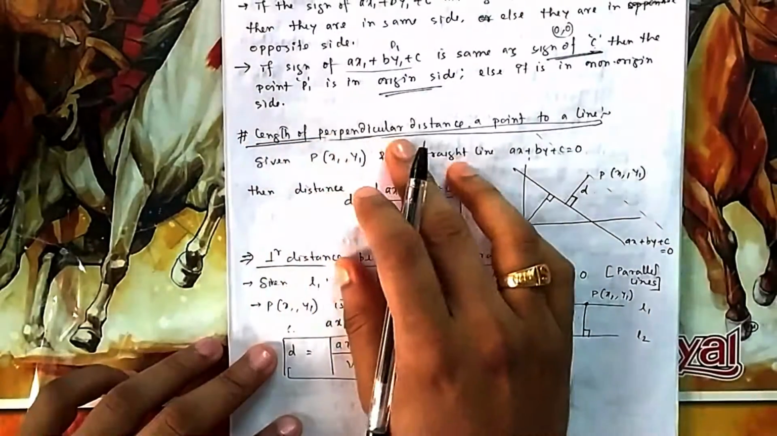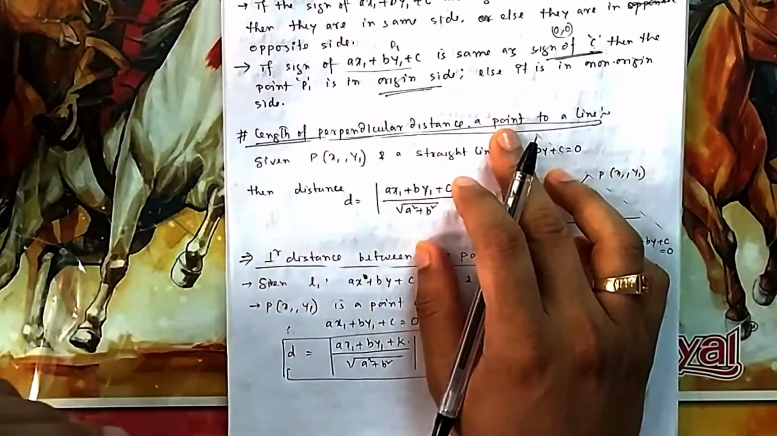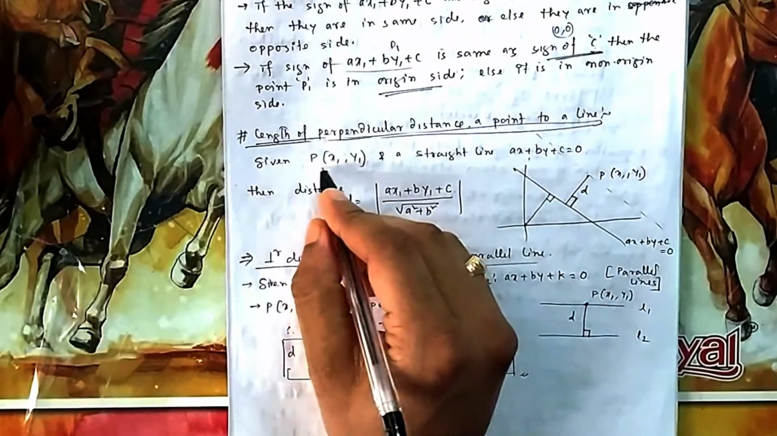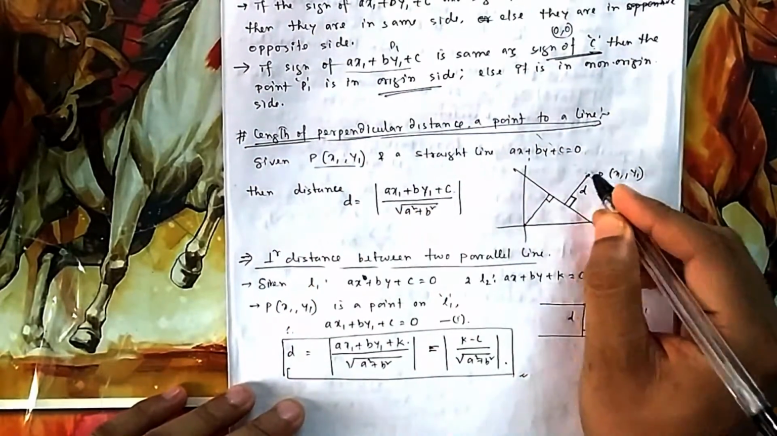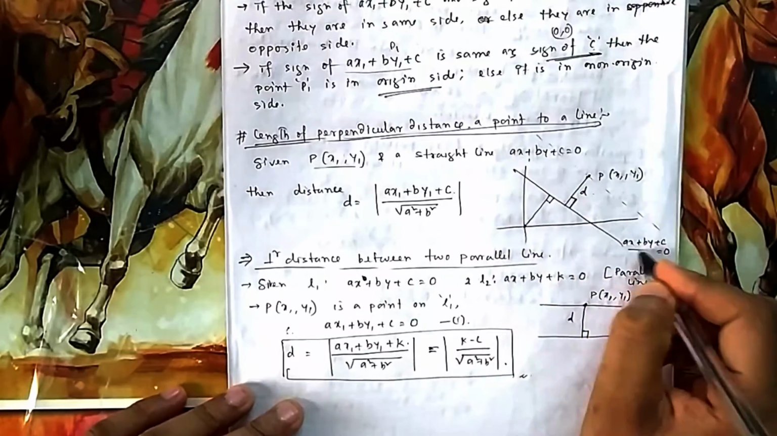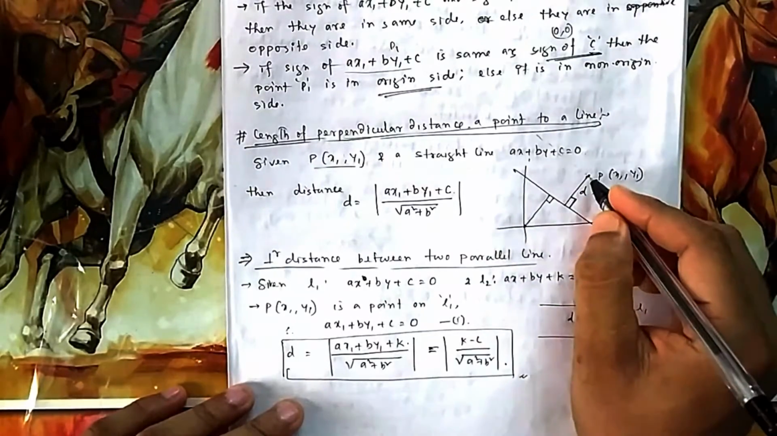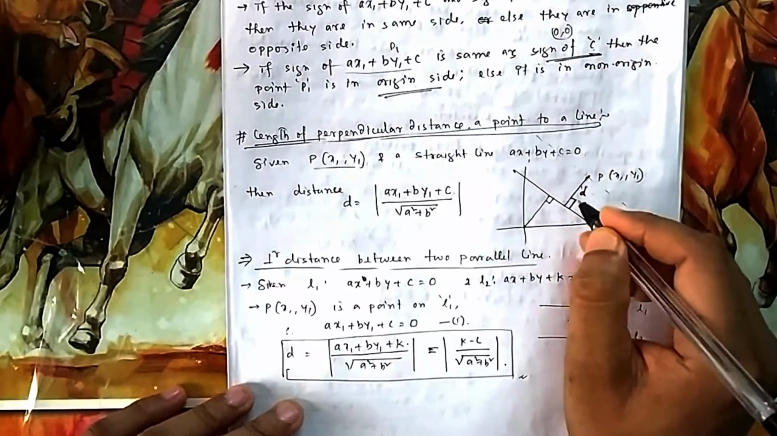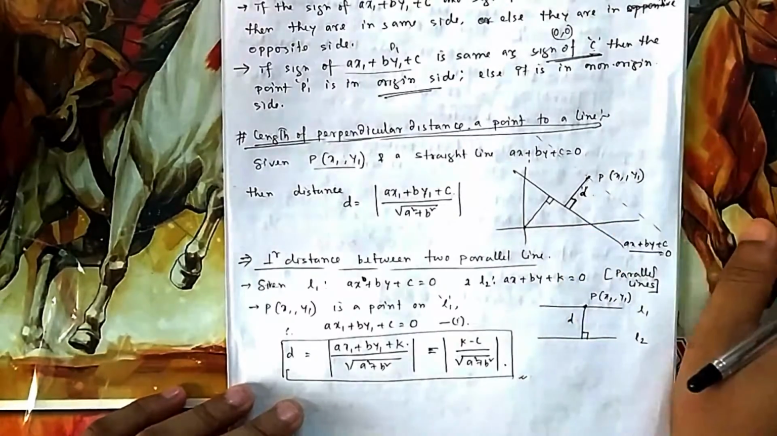Okay students, the length of the perpendicular distance of a point from a line. So what is given to you? A point is given to you. Suppose this is the point and this is the line, ax plus by plus c equal to 0. And from this point, what is this distance that you need to find? That I have given as d. That is distance, meaning perpendicular distance.